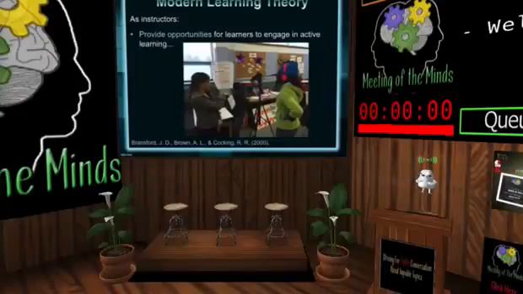Now, as instructors, what do we do with this modern theory? Now that we know this is how people learn, we have to provide opportunities for learners to engage in active learning. Notice there's nowhere in learning theory where it says we need to transfer the knowledge to a learner. It doesn't work that way. Learners actually have to work with the information in order for it to become deeper, in order for it to become meaningful as well.